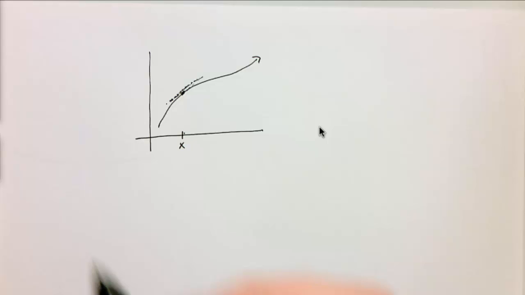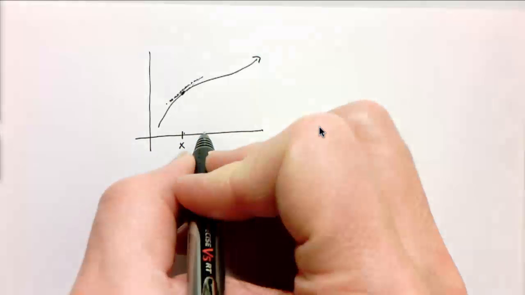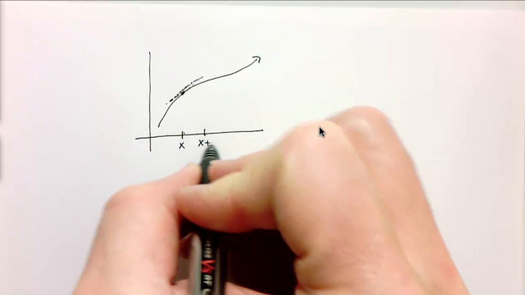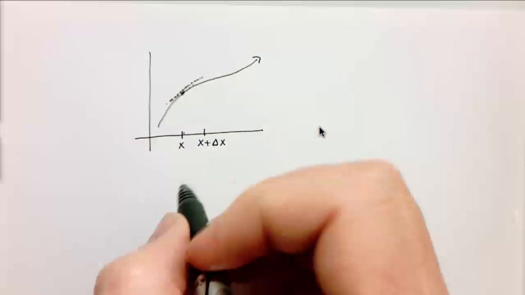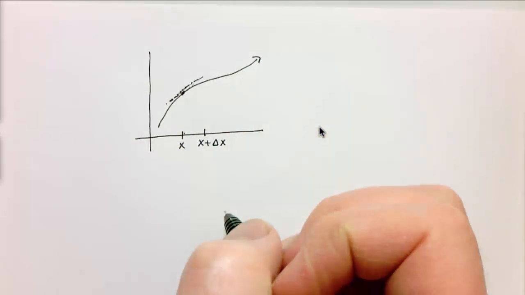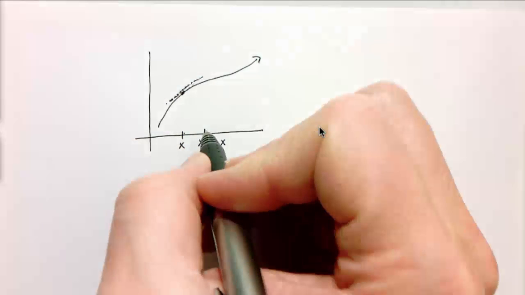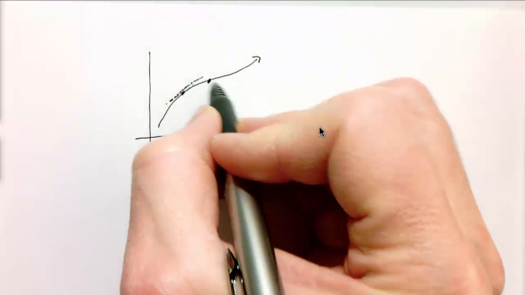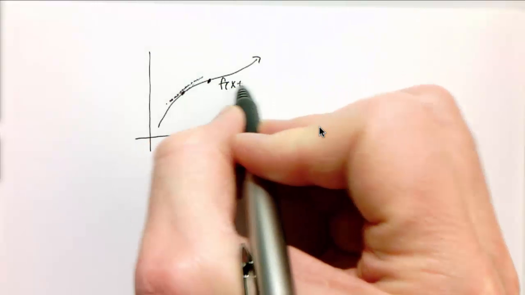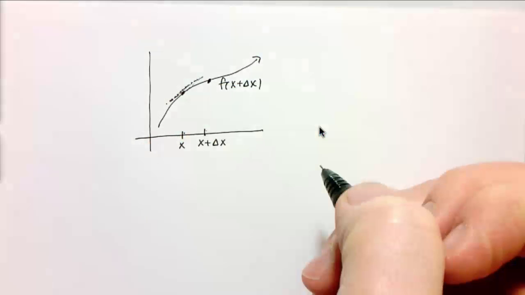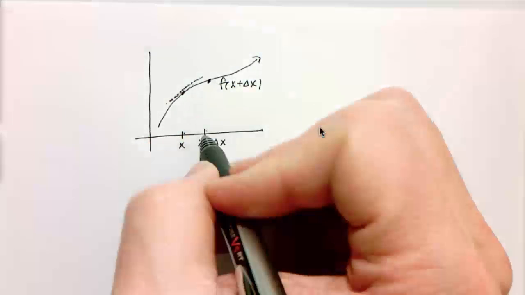Another way to think about this is if we want to go to some nearby point, I'm going to call it x plus delta x. So delta x here represents a small change. Well, how can I predict the value of f of x plus delta x? So the y coordinate here.